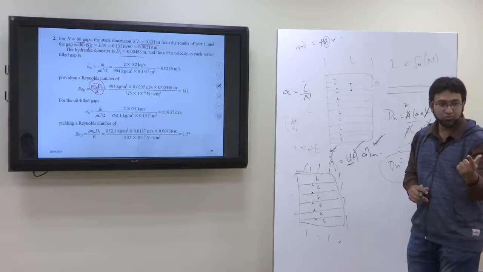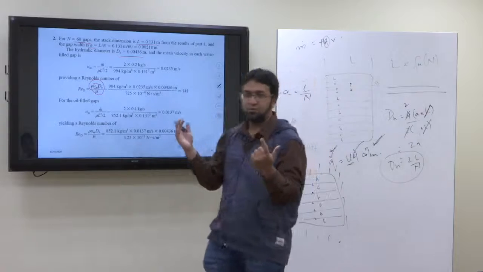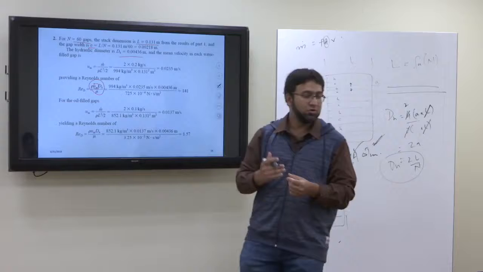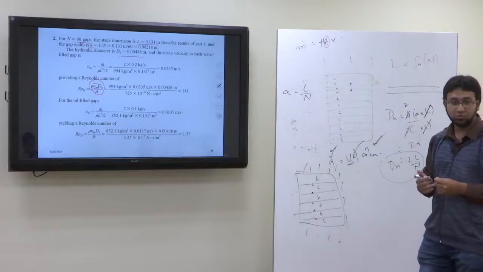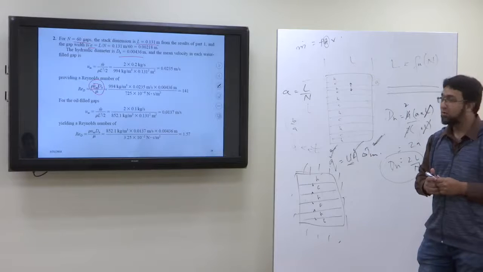But if you want to use the overall m dot, because in the question it is given overall m dot for the cooling fluid, you have to calculate the overall cross-section. So you have to use the overall cross-section area if you want to use the overall mass flow rate. Is it clear? Multiply by 60, which is the number of gaps.